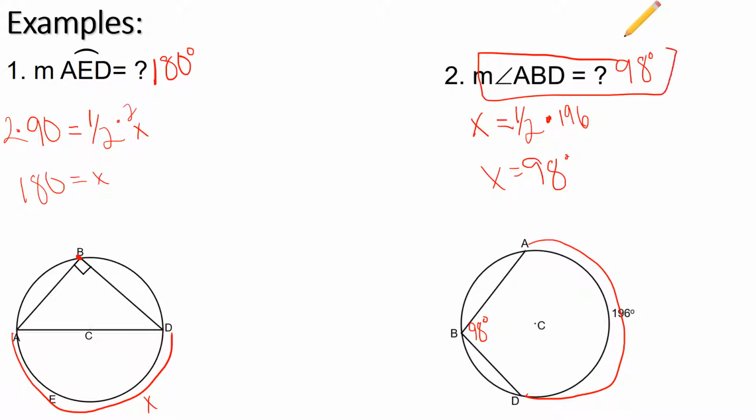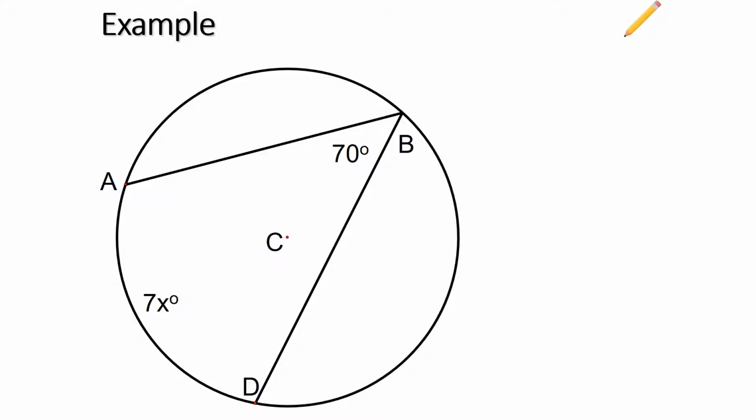And that is my answer for number 2. So just remember that the angle is equal to 1/2 the measure of the arc. So that's the theorem that we want to remember. Okay, let's do one more example using this theorem. Remember, the theorem says the angle is equal to 1/2 the measure of the arc.